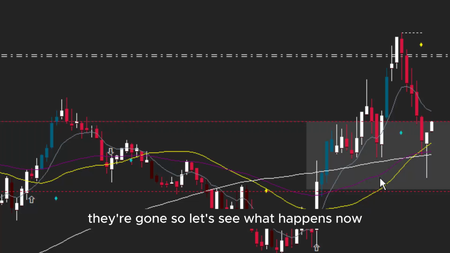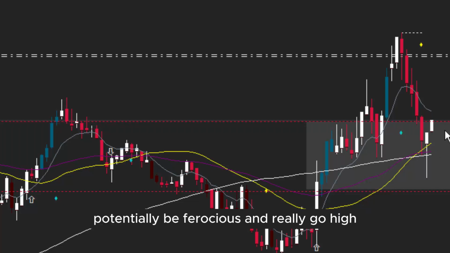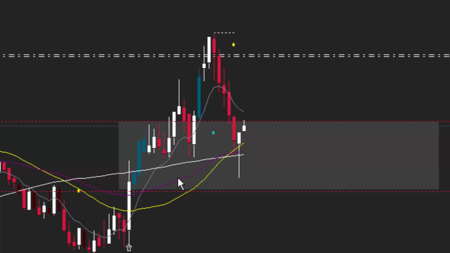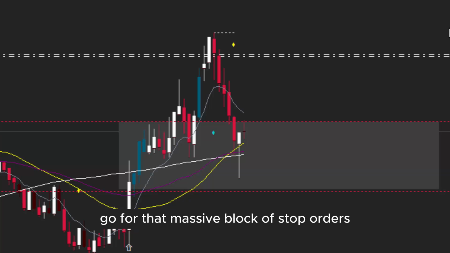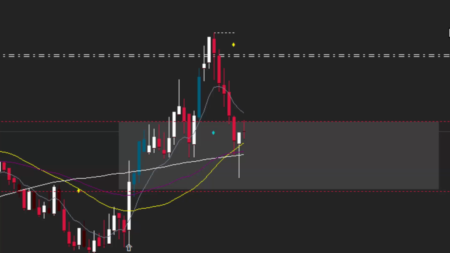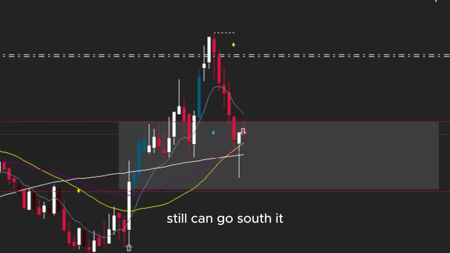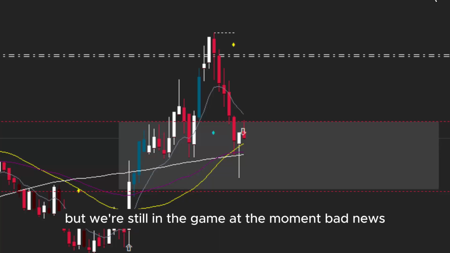So let's see what happens now. It could potentially be ferocious and really go high, because it's just got some fuel here. It stopped all those stop orders out. It could be gunning for the new stop orders up here on the top, and then potentially go for that massive block of stop orders that we looked at earlier. So we just have to wait and see now. We're still in the game. It's not as bad as we thought it could be. It can still go south, it can still fail, but we're still in the game at the moment.